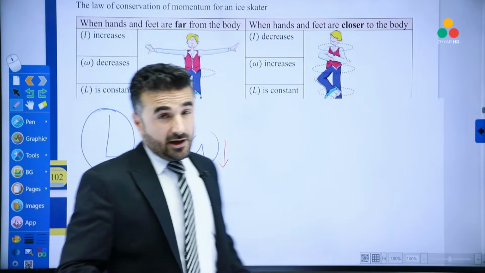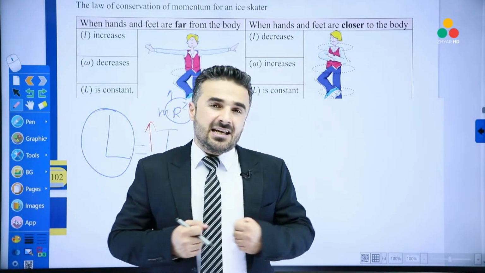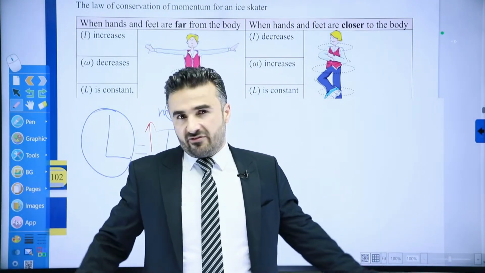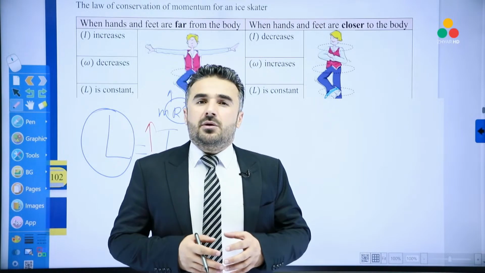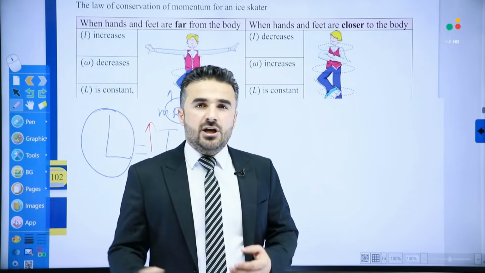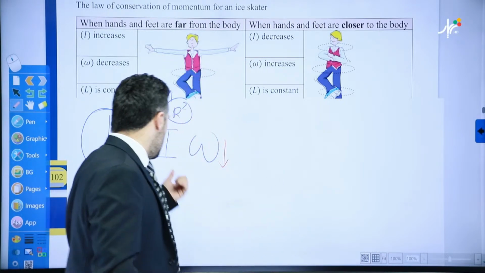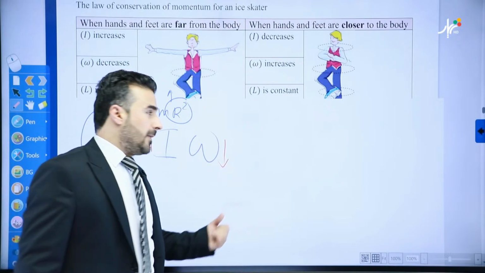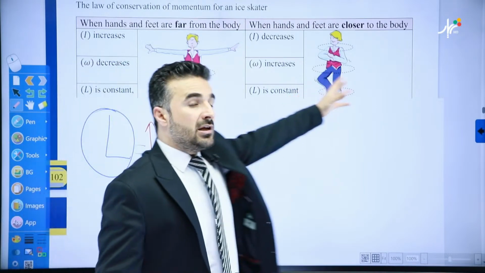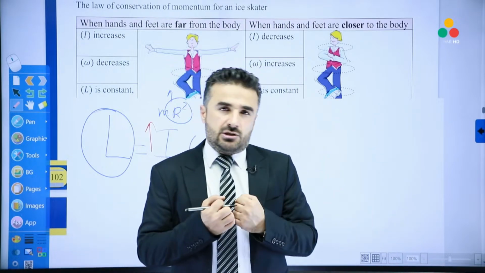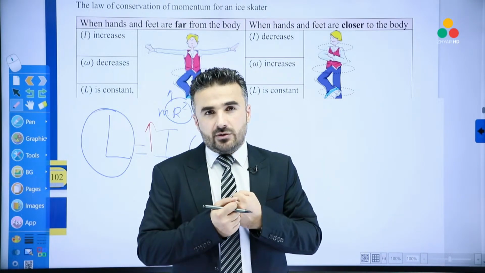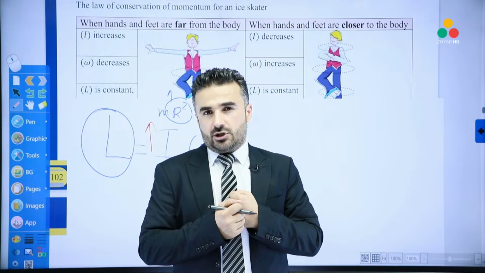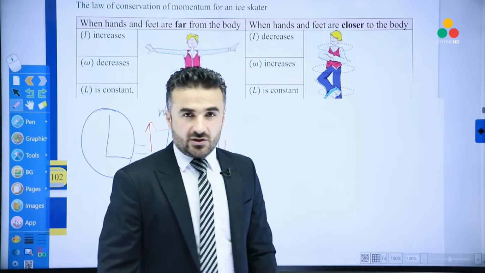So this is the reason why when the ice skaters extend their arms and maybe one of the feet as well, their spinning or their rotation will slow down. Why? Because moment of inertia gets bigger, so the angular speed gets smaller. But what happens when they bring their hands closer to their body, closer to the center of rotation, or closer to their chest, let's say, and of course their feet as well?